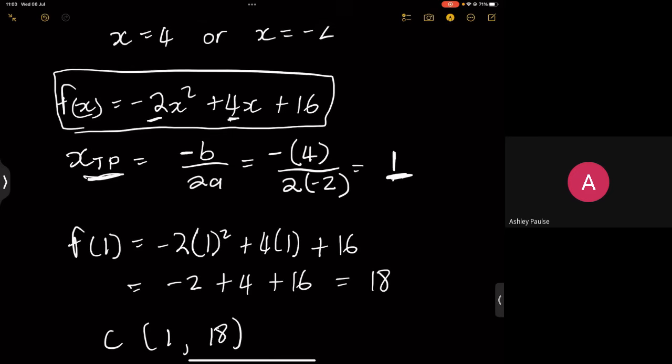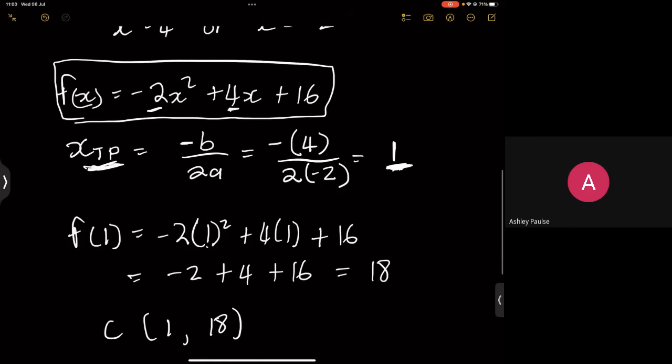Okay, right? I took x equals 1, which is the x value of your turning point, and I substituted that value into the original equation. Note that was minus 2. Everywhere I see x, I'm going to substitute 1. So that's 1 squared plus 4 times x, our x is 1, plus 16. And in this case, of course, we got 18 as our final answer.